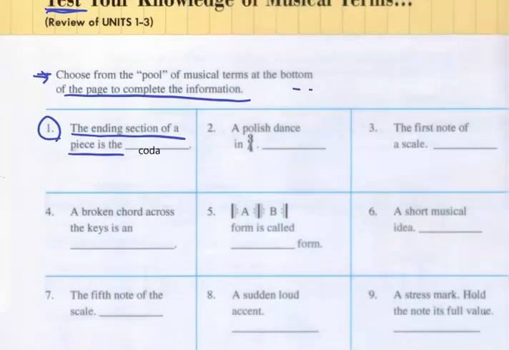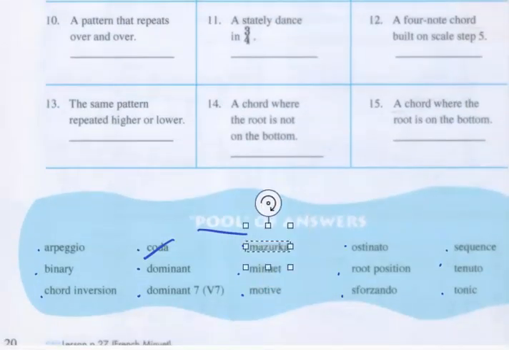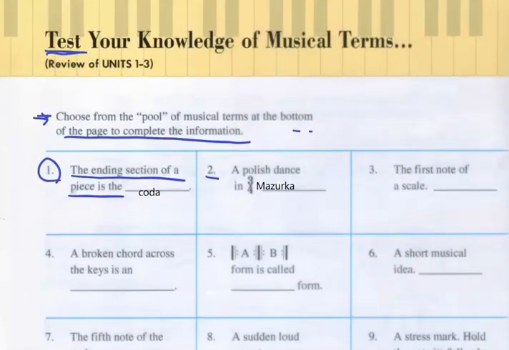Let's move on to number 2. A Polish dance in 3/4, time signature 3/4. So 1, 2, 3. Polish. Okay, that's the key. Mazurka. Okay, mazurka is Polish dance music in 3/4 time. And the master of mazurka is Chopin. Chopin is a Polish composer who wrote many great piano music. So if you have a chance, please take a listen to Chopin's mazurkas.